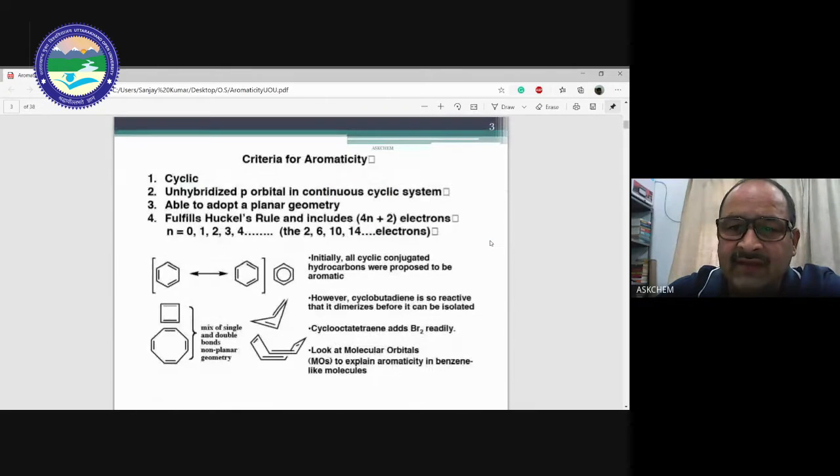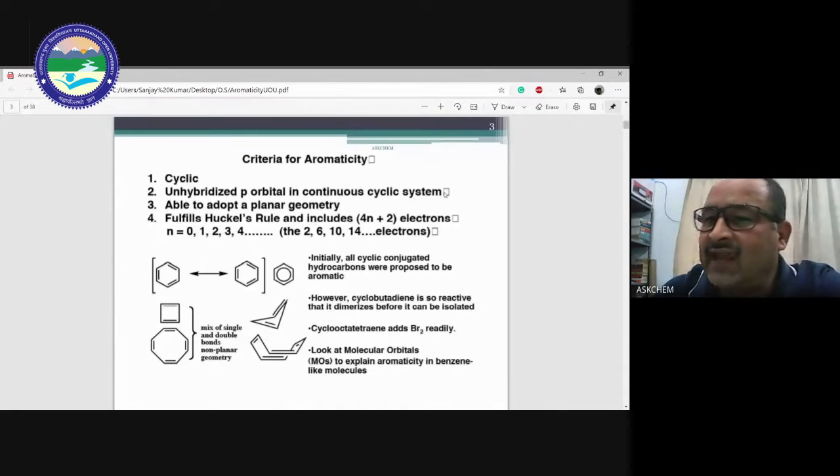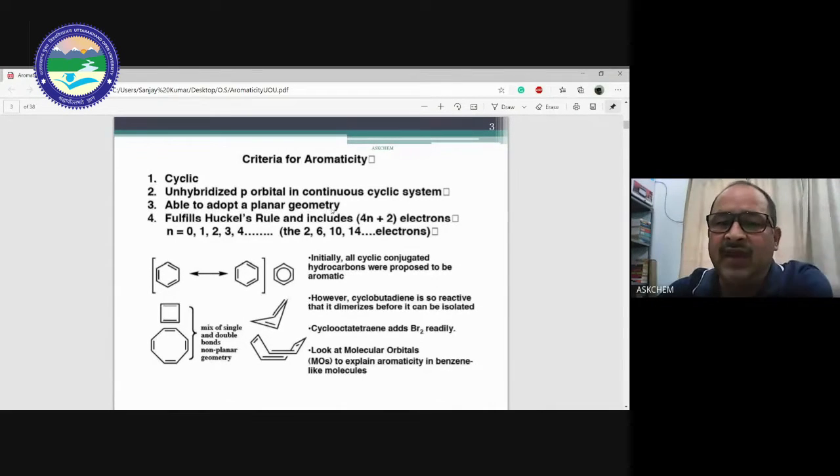In the second slide, there are some criteria for aromaticity for any compound to be declared as aromatic. The compound has to be monocyclic, a cyclic frame, and it has an unhybridized p orbital in a continuous cyclic system. We can write it as alternate single and double bonds, but all the carbons constituting the aromatic ring must have an unhybridized p orbital in a continuous cyclic system, which has a broader meaning. The third criterion is that it must be planar, because if there is one unhybridized p orbital, then the geometry must be sp2 hybridized, so it must have planar geometry.